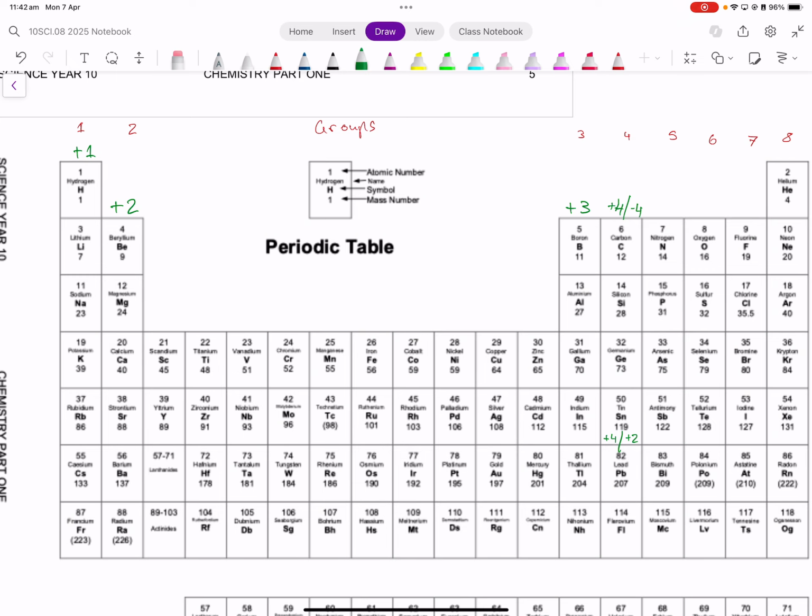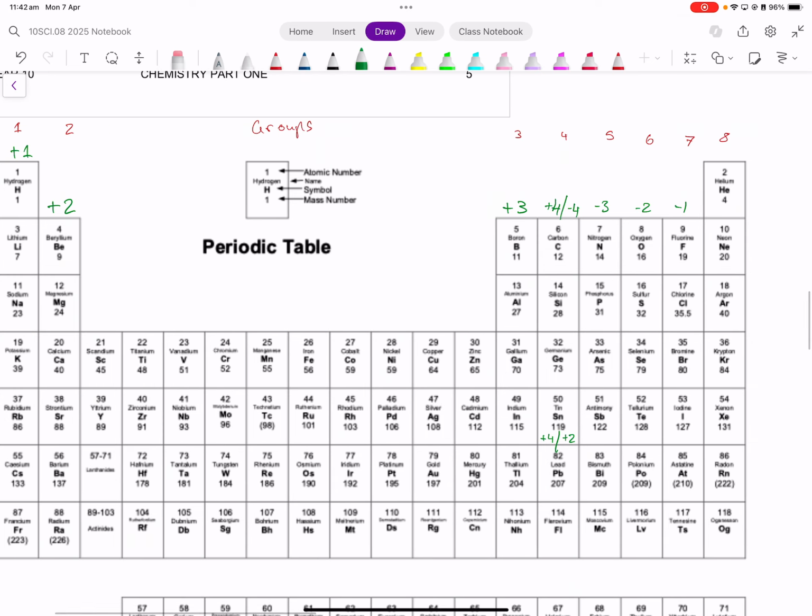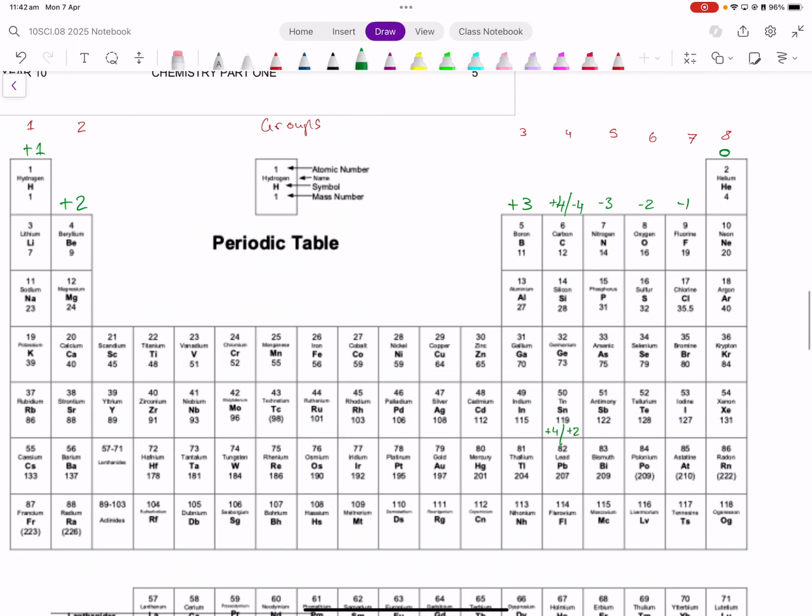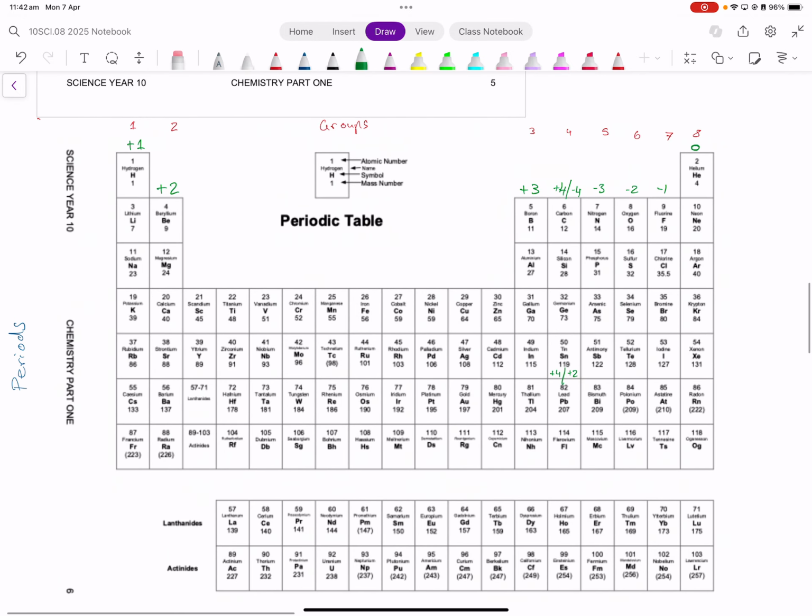-3. Yeah, bang on. So -3, -2, -1. And then when we get to this final column, it has 0 charge. 0 charge whatsoever. So by now, your periodic table should have started to look a little bit like mine.